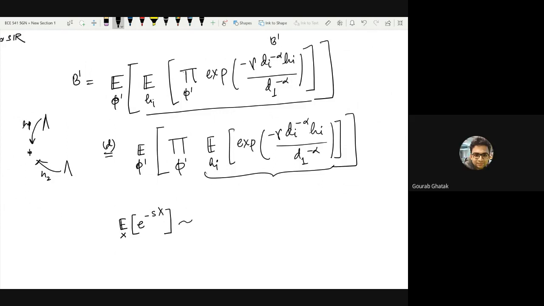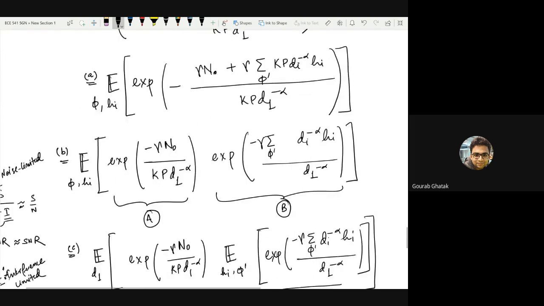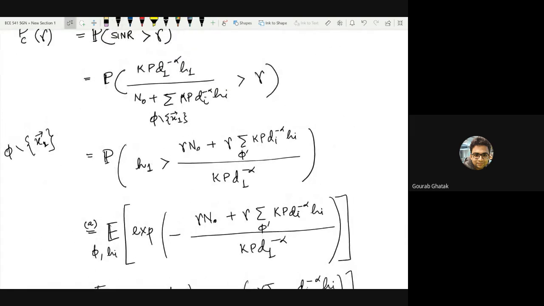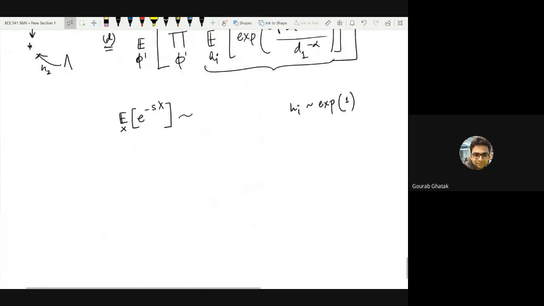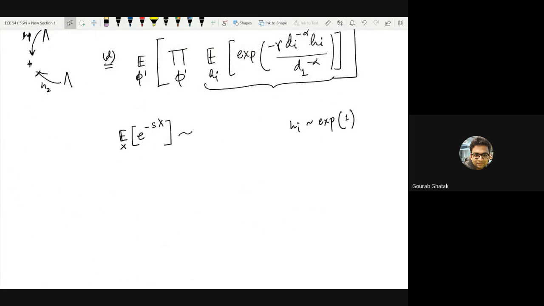So can anyone again recall what is the Laplace transformation with respect to hi? Remember how hi's are distributed? Hi's are distributed like an exponential random variable with parameter or mean equal to 1. So each hi, that's what we used here as well. H1 was also exponentially distributed, that's why we have this CCDF. Here we are trying to find out the Laplace transform of a random variable x, where each x is exponentially distributed with parameter 1. Can someone recall what this evaluates into?